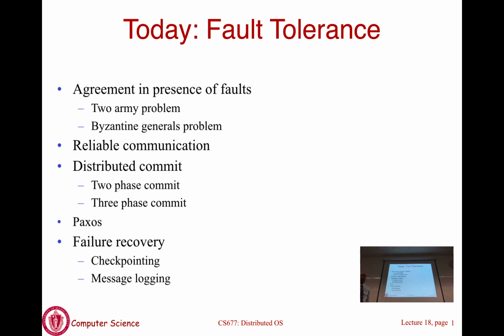Some of them actually involve replication. So we'll talk about Byzantine faults, the Byzantine generals problem, and distributed commit: two-phase commit and three-phase commit. We'll talk about Paxos, which is a protocol that is often used to ensure fault tolerance, and then we'll talk about failure recovery. Paxos is actually part of your lab 3 as well, but we won't talk about that today. Maybe we'll come to it next time.